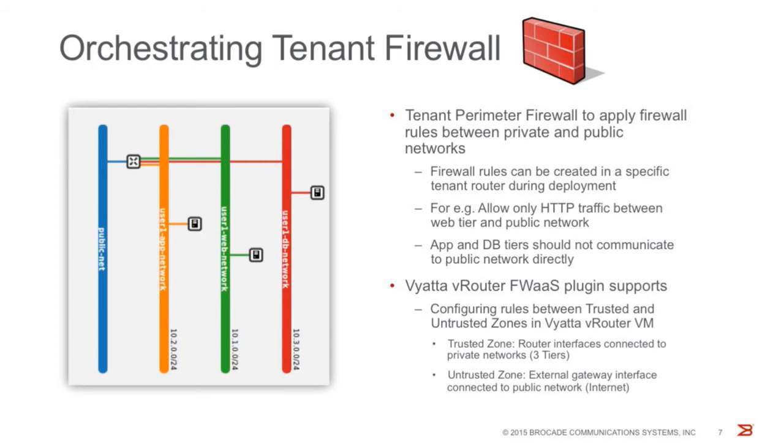The plugin has the concepts of a trusted zone and untrusted zone. In the trusted zone, we group all the router interfaces that are connecting to the 3 tiers of your private networks, and in the untrusted zone, we have an external gateway interface that's connecting to the internet. So the tenant firewall can apply the traffic filtering between your private networks and the internet, and it can just protect your assets.